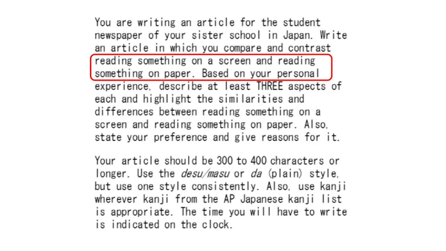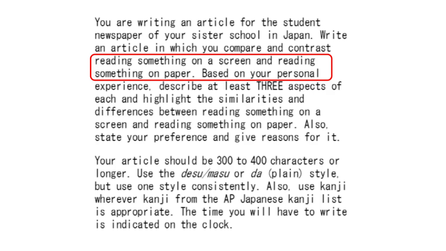So this is the prompt that you will see during the free response test segment for your AP Japanese exam. I forget which year, but this was an actual prompt used in one of the past years. The setting is always the same.